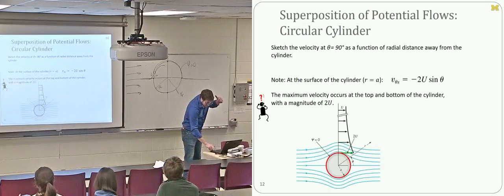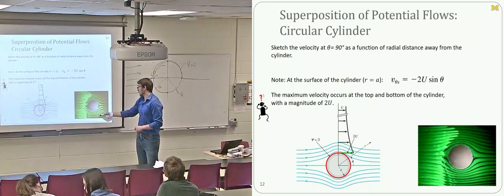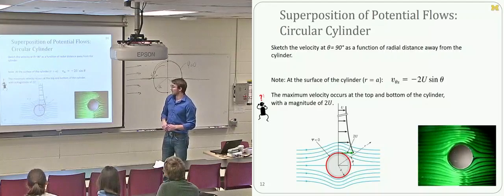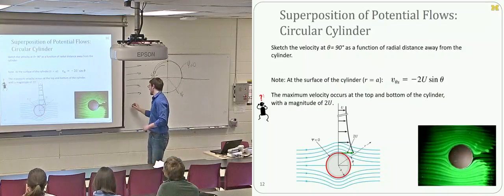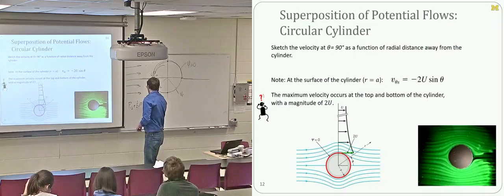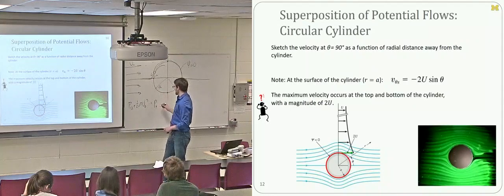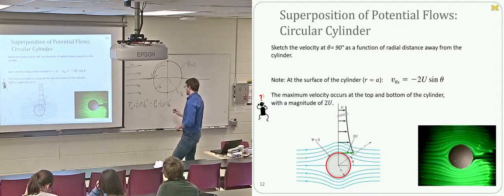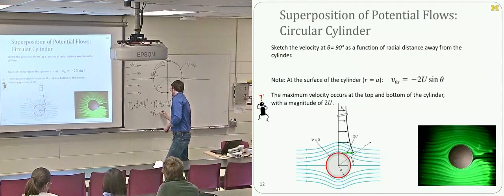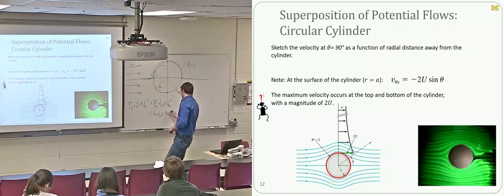So using this knowledge, and we see this little visualization of what flow around a cylinder looks like at very low speeds. But using this knowledge about the velocity distribution, we can again apply the Bernoulli equation. We can say that P naught plus 1/2 rho u naught squared is equal to PS, pressure on the surface, plus 1/2 rho v theta squared, which is equal to PS plus 1/2 rho 4 u naught squared sine squared theta.